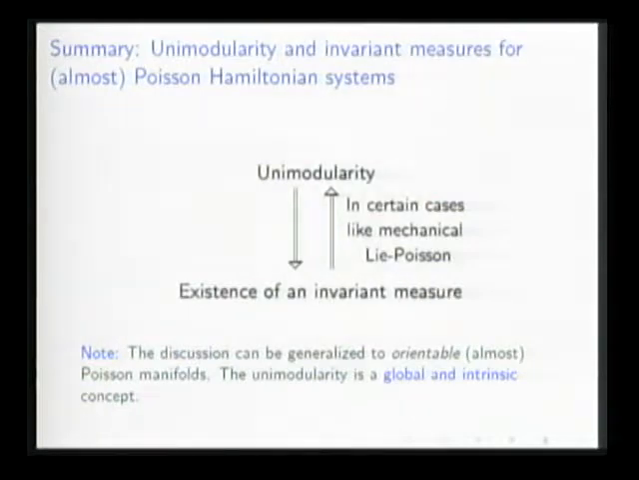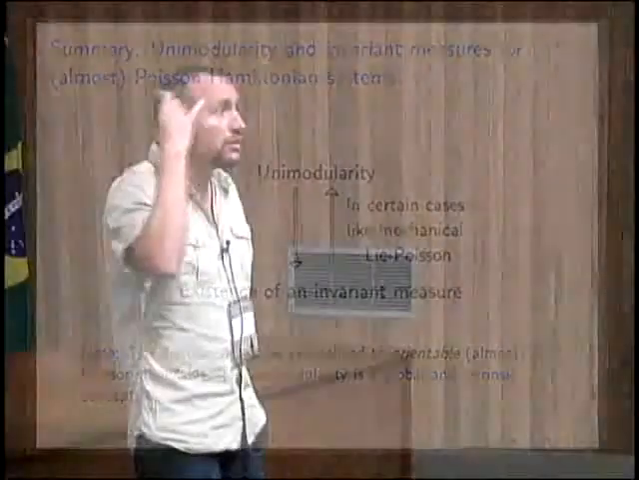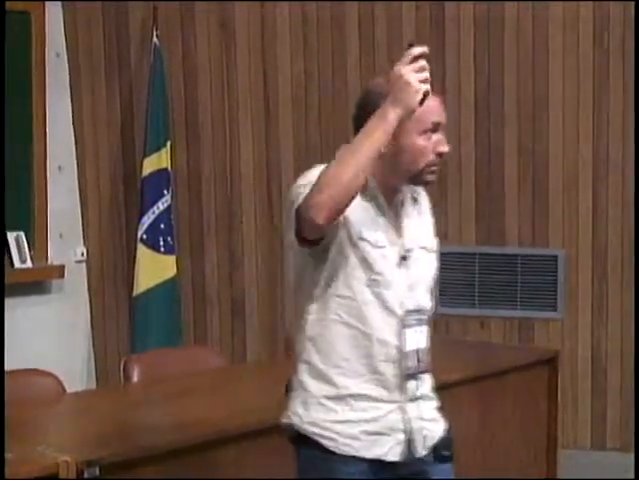The discussion that I've done so far is in vector spaces, assuming that the phase space manifold was R^n, but it can be generalized to orientable, almost Poisson manifolds. And an important fact of it all is that unimodularity is a geometric constant that is both global and intrinsic. Okay, so it does not depend on coordinates, and it addresses the behavior on the whole phase space manifold. So it is an adequate geometric object to study measure preservation. It contains the two aspects that are really important, which are globality and the fact that it's intrinsic.